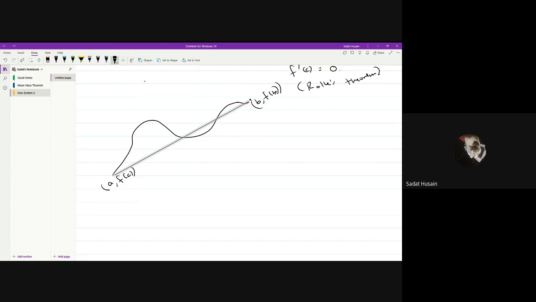What we have done is, a comma f of a and b comma f of b, we join them together with a line. Acha, what is the gradient of this line? Can one of you tell me? Gradient of this line? Sir, like the f prime c, sir. I guess f of b minus f of a, divided by b minus a. Right. So this line.